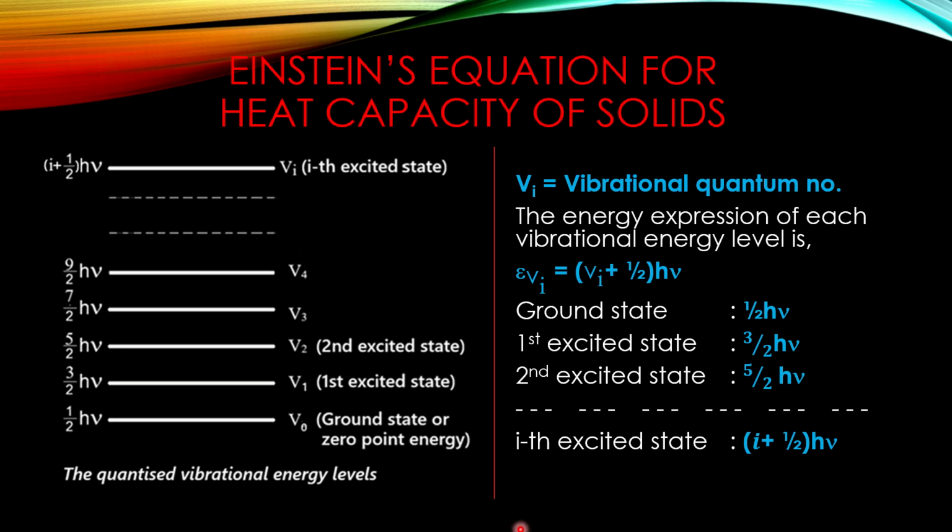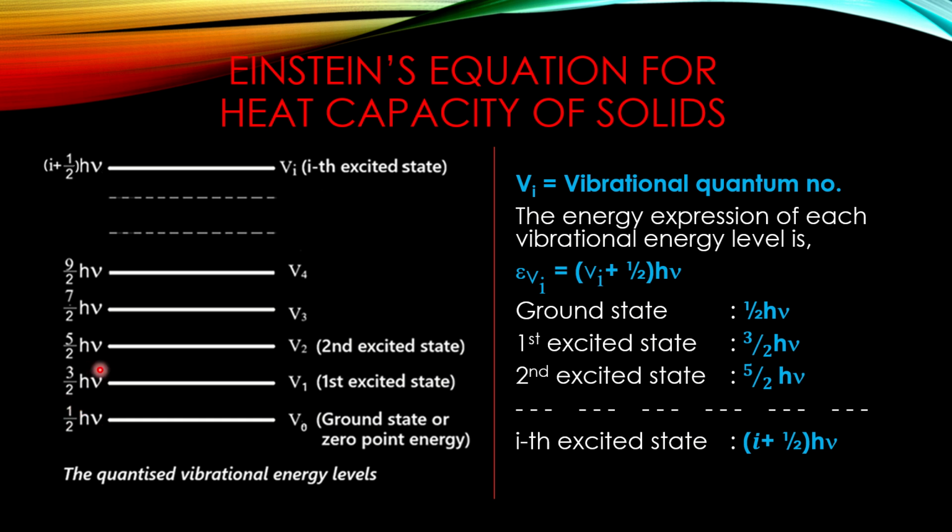Now move on to the different vibrational energy levels. Vi is the vibrational quantum number, and the energy expression for each vibrational energy level is epsilon Vi equals (Vi plus half) h nu. So Vi is the quantum number. If Vi is 0, you put 0 in place of Vi, then you get the zero point energy, or the energy of the ground state, and that is half h nu. So epsilon 0 is half h nu.